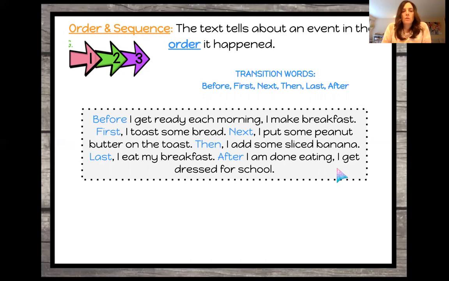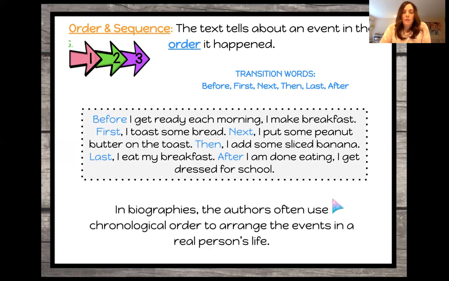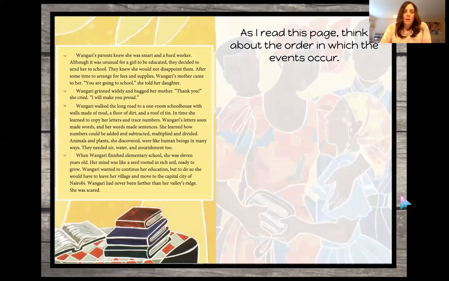So these transition words really help me as a reader to see what happens before each event and what happens after, and it gives the feeling of a sequence. So things are being explained in the order that they happen. In biographies specifically, the authors often use chronological order to arrange the events in a real person's life. So I'm going to read this page from the book Seeds of Change, and I want you to think about the order in which the events occur as you listen to me read it.